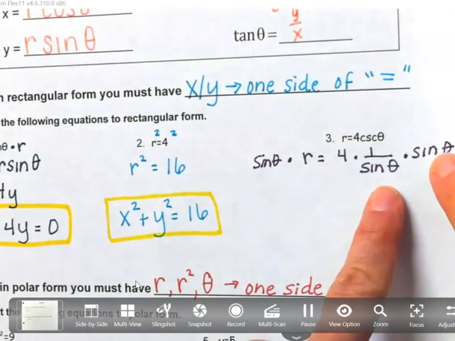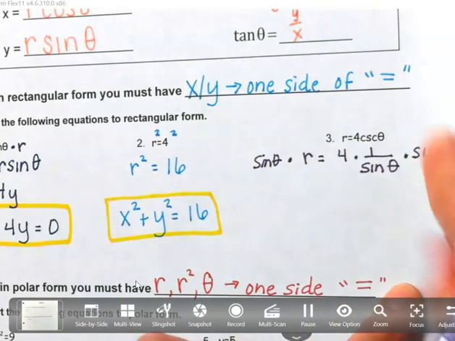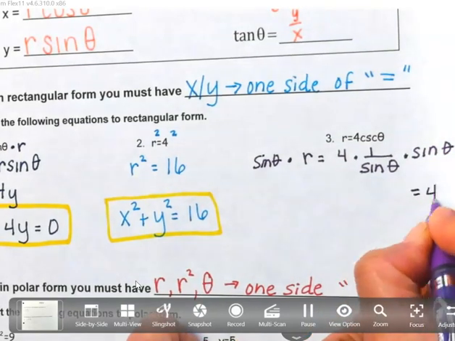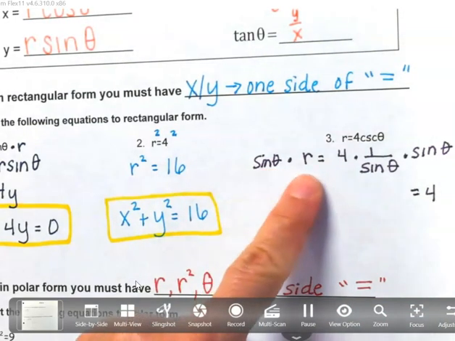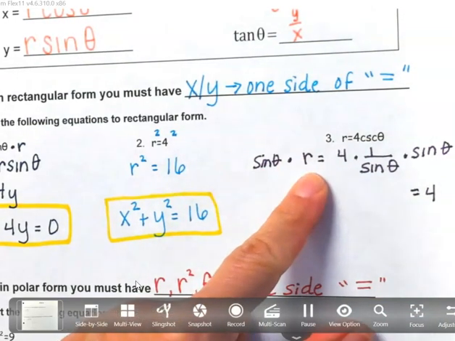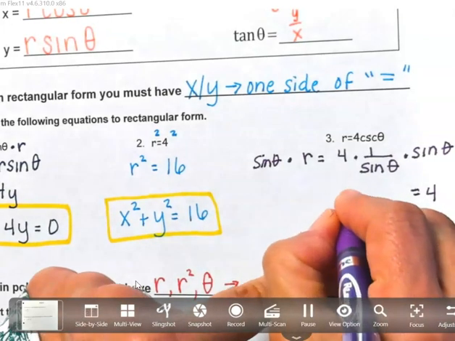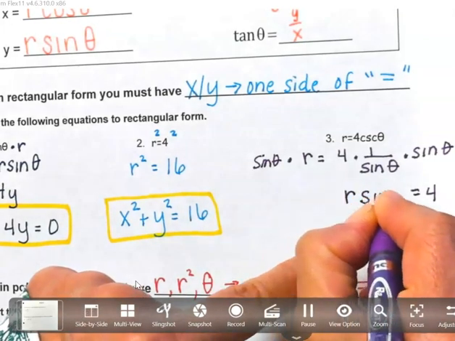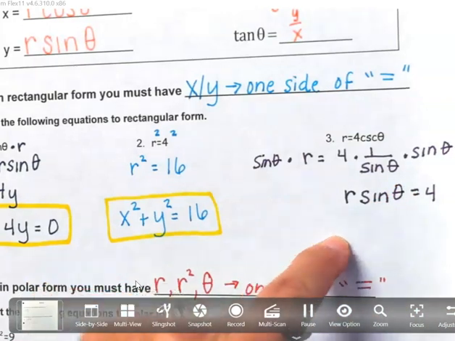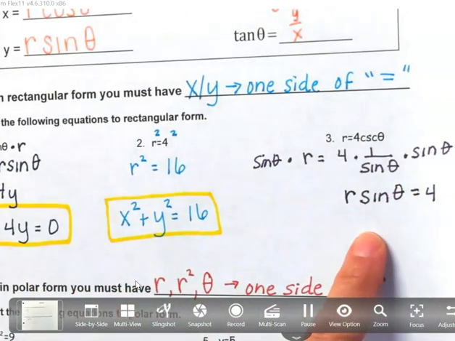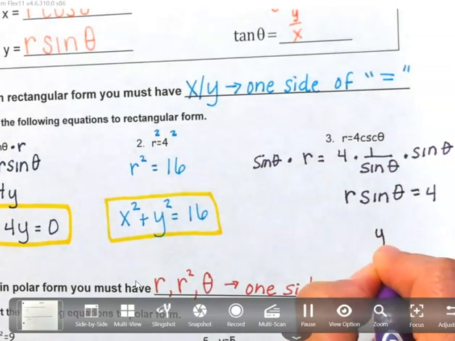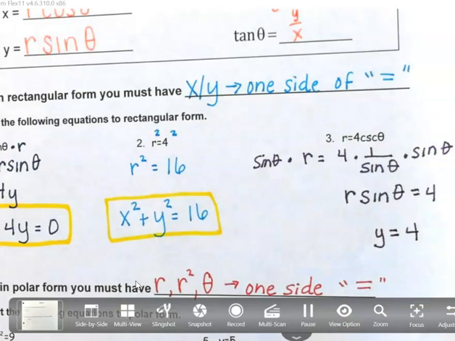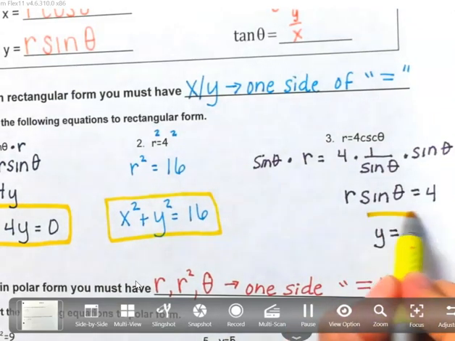All right, y'all, those are going to get wiped out completely. So over here on the right side, let's just write 4 because that's the only thing that's left. Now remember, you have sine theta times R. Let's put the R in front because that's how we're used to seeing it. So this is going to be R sine theta, and R sine theta is Y. So this is just Y equals 4. That's it. Any questions on this?